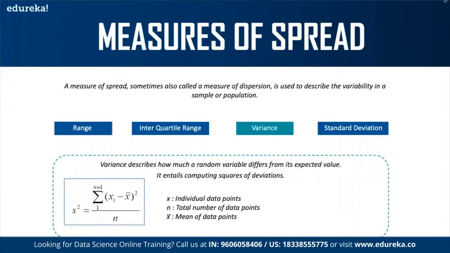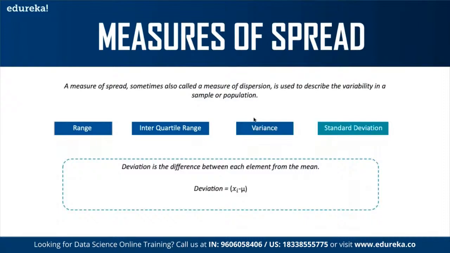Then we have variance. Variance focuses on how the entire data is divided, how frequently it is, or how much it is deviating from its expected value. Here we can define this by a simple component: we take individual data points, divide by the total number of data points, and get the mean. Then we can simply calculate the mean of the given data points. And standard deviation is simply the difference between each element and the mean.